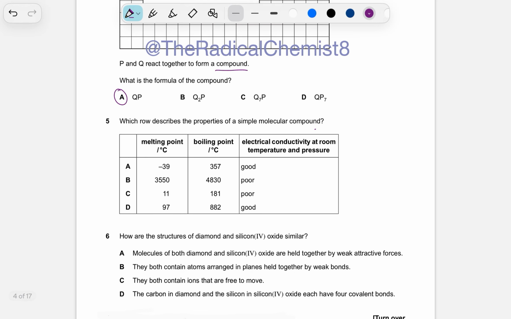Question 5 then, which row describes the properties of simple molecular compounds? Simple molecular compounds are simple covalent compounds. First of all, they are poor conductors of electricity, so your answer is between B and C. And simple covalent compounds have low melting and boiling point values, so your answer is C.